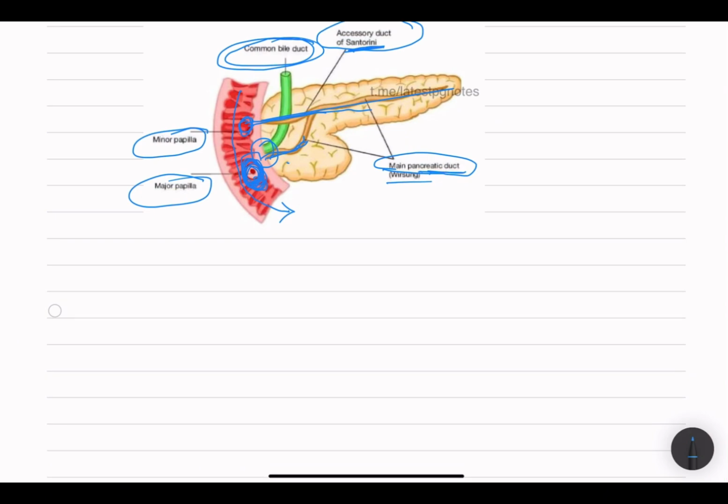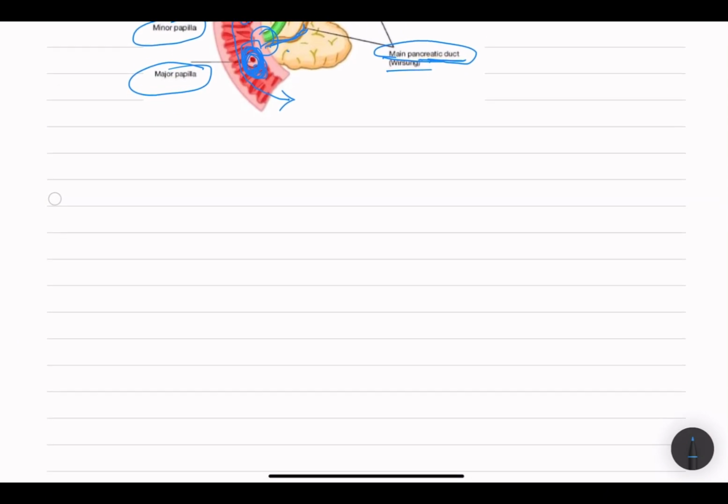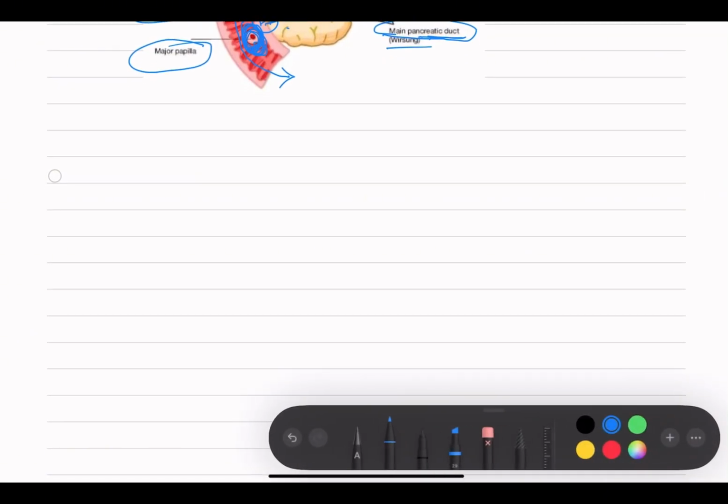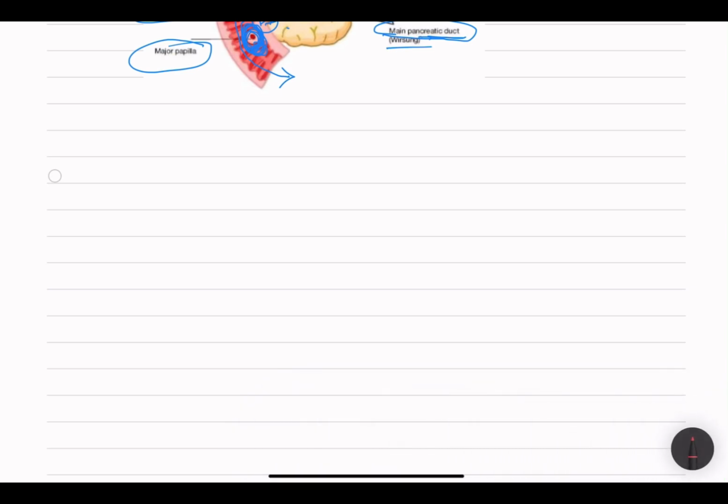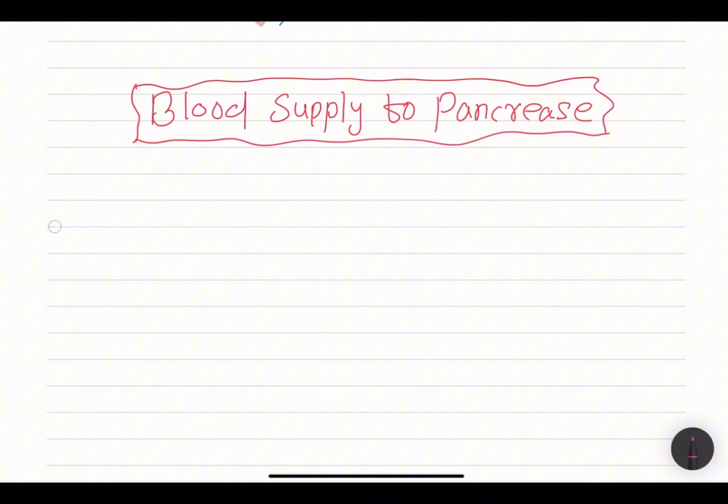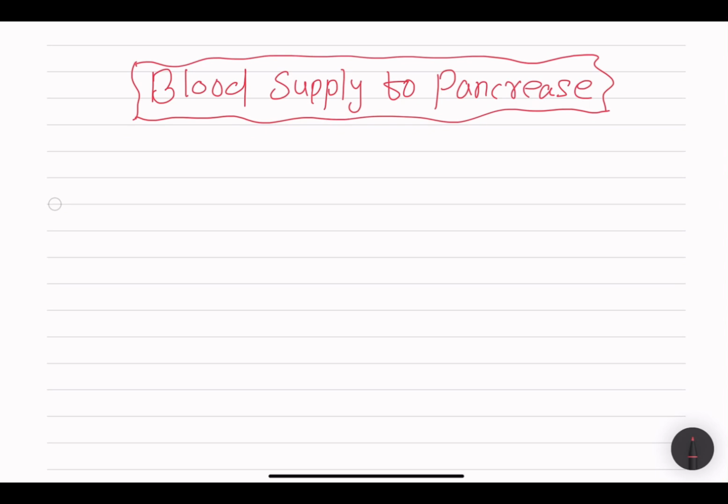So the next will be our blood supply. This is very important. I want to give you some basic knowledge so you can understand where the blood's main artery is coming from and how it's divided.